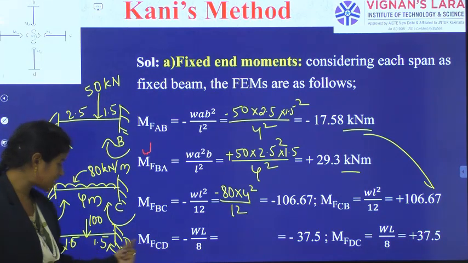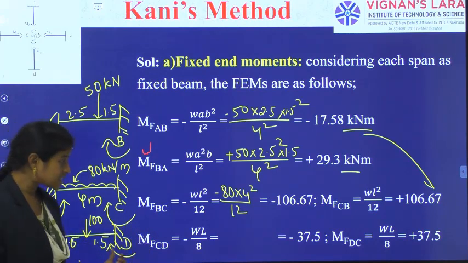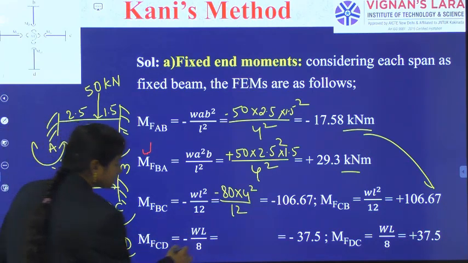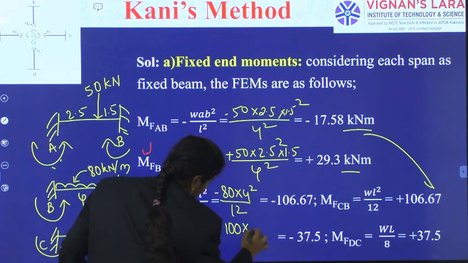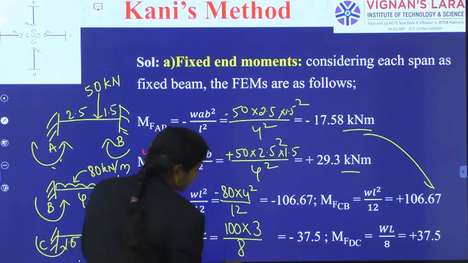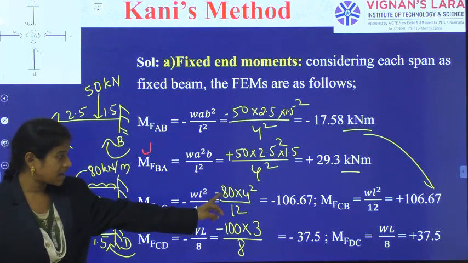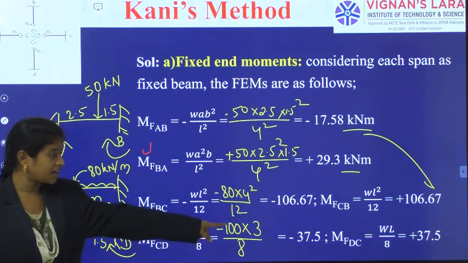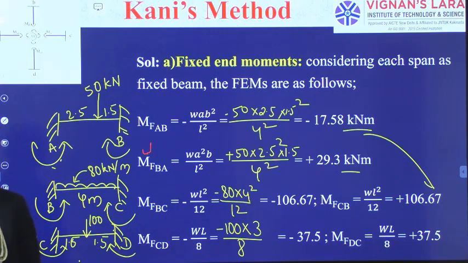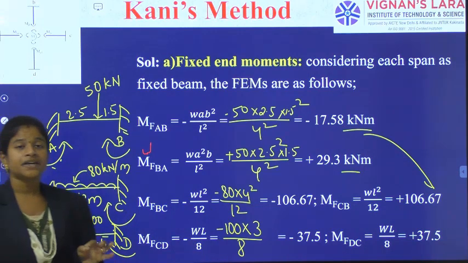Only I am considering the particular span and calculating the fixed moments. Okay. So MFCD is equal to minus WL by 8. MFDC is equal to plus WL by 8. So the value is 100 into 3 by 8, WL by 8 with the minus sign. Minus, plus. It is the same formula because it is symmetrical load. So in this way we have calculated the fixed end moments.